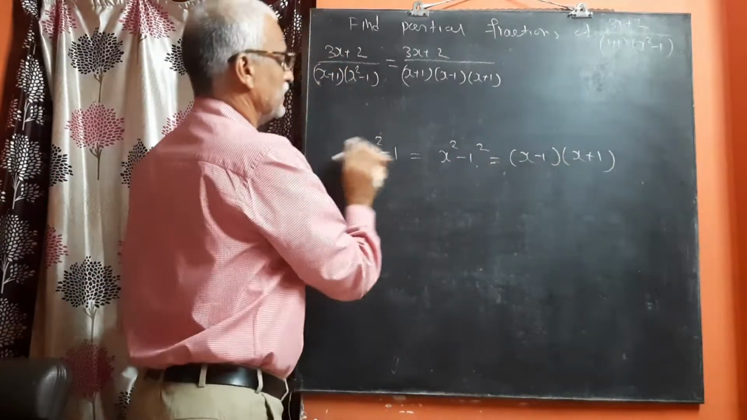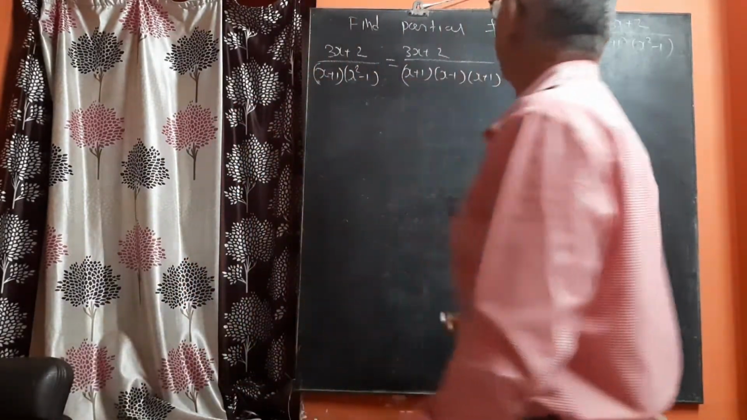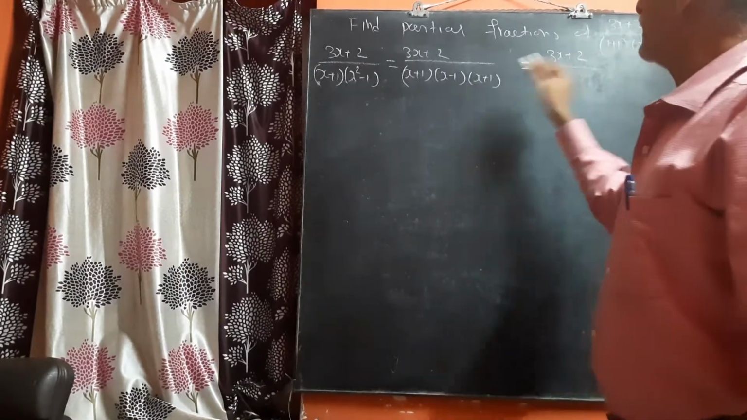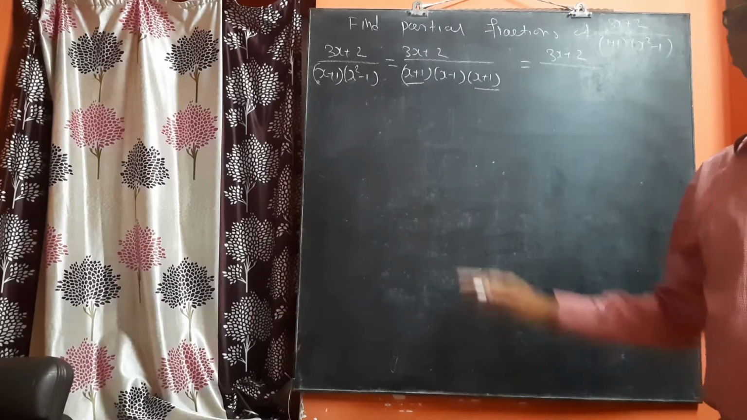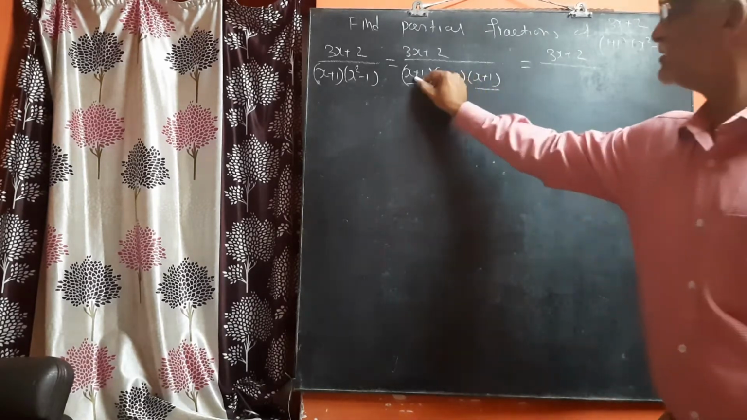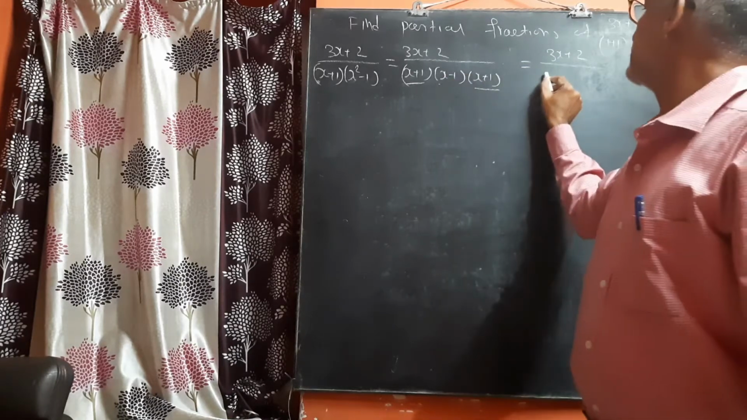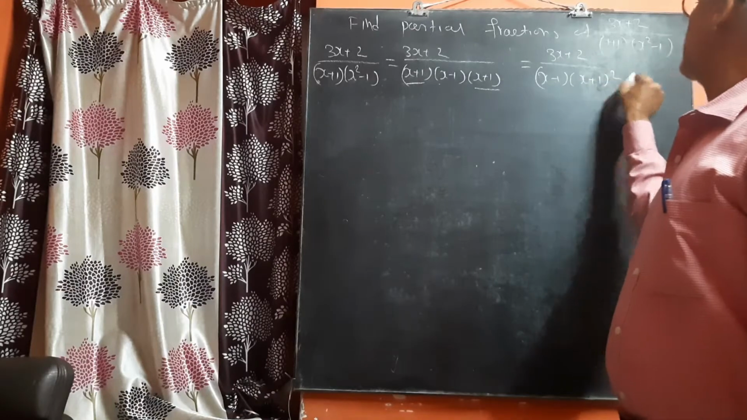So it is equals to 3x plus 2 divided by x plus 1 into x plus 1. We know that a into a, that is a square. So x plus 1 into x plus 1, that will be x plus 1 the whole square. That means this will be x minus 1 into x plus 1 the whole square.